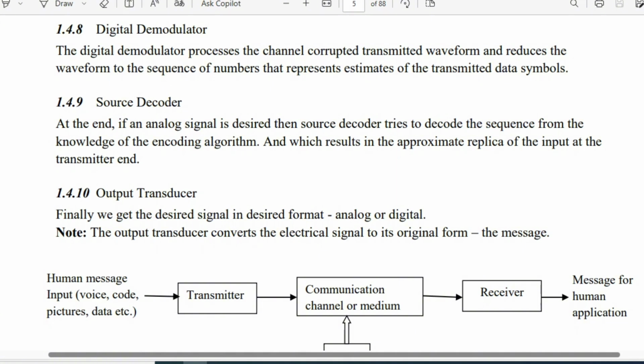Now let's talk about the note that we have down there, which is the output transducer converts the electrical signal to its original form, the message. This shapeshifter takes the final polished signal and transforms it back into the original message, ready for you to understand, like turning a coded scroll back into a spoken story.